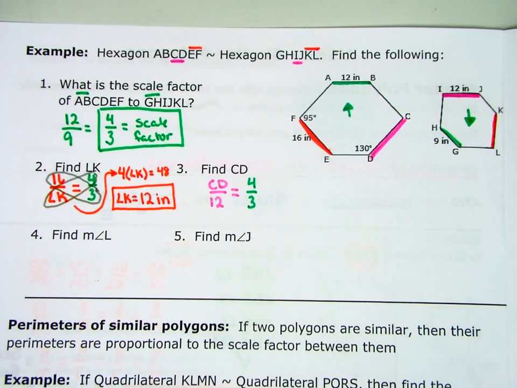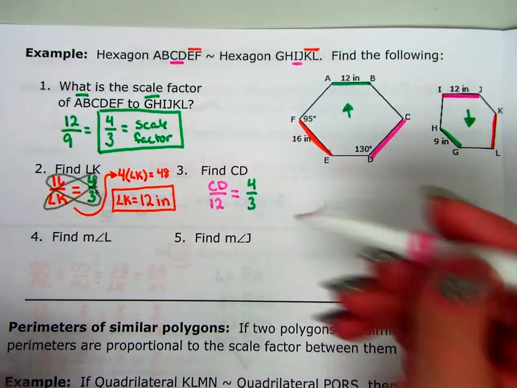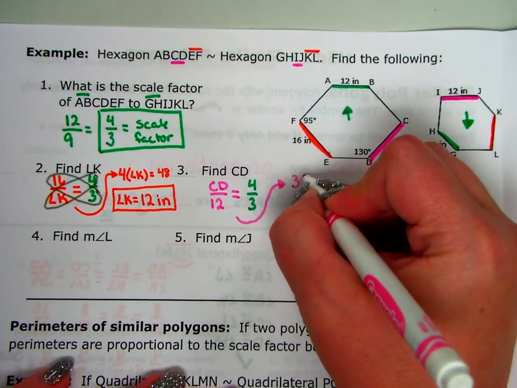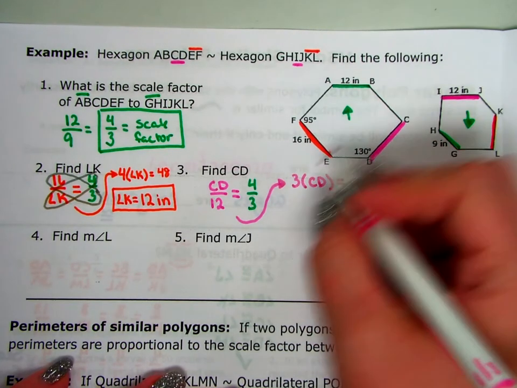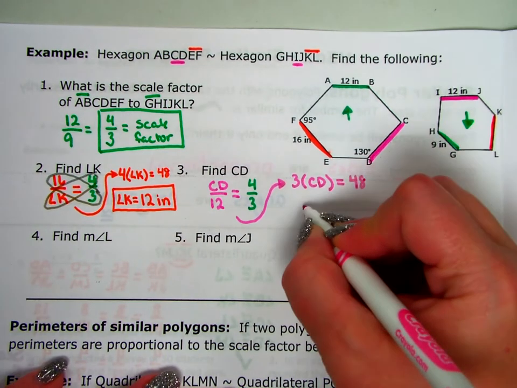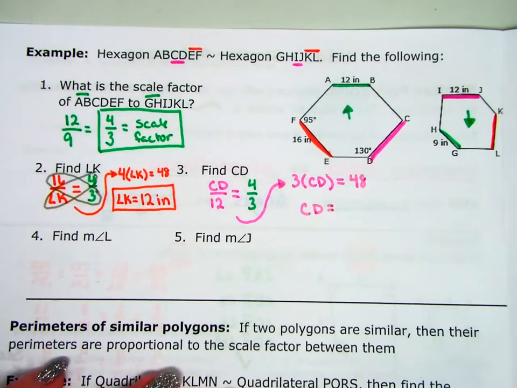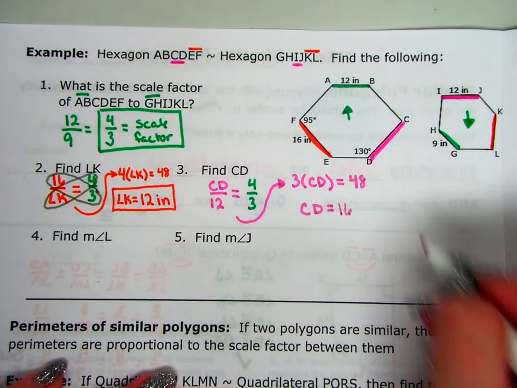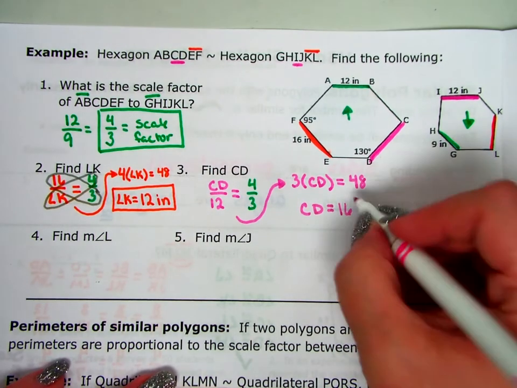And then what do I do to solve? Cross multiply. Oh, these got all in order. Cross multiply. So when I cross multiply, I'm going to come over here to do it. I'm going to end up with 3 times CD is going to equal 4 times 12? 48. So how big is CD when I divide both sides by 3? 16. What are my units? Inches.